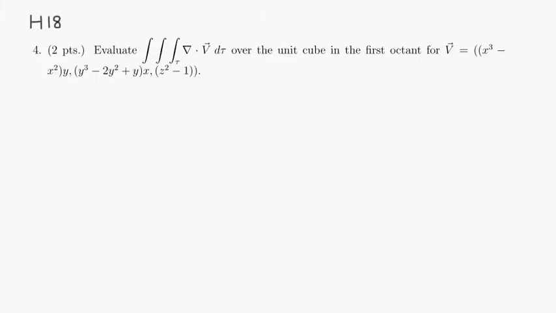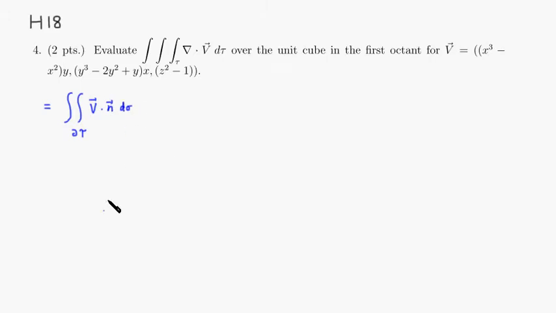All right, let's look at homework 18, problem number 4. We want to evaluate this triple integral. Instead, let's turn it into a double integral using the divergence theorem. We're going to turn it into a double integral over the surface of this solid, which turns out to be a unit cube. Then we have v dot the outer normal vector n d sigma.